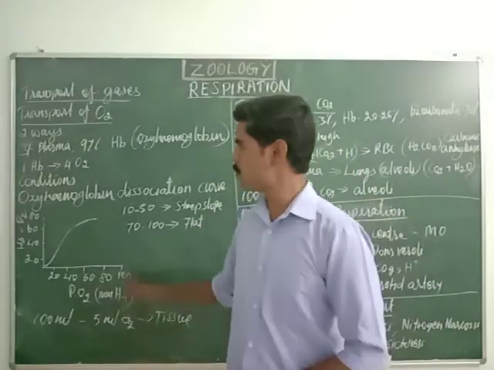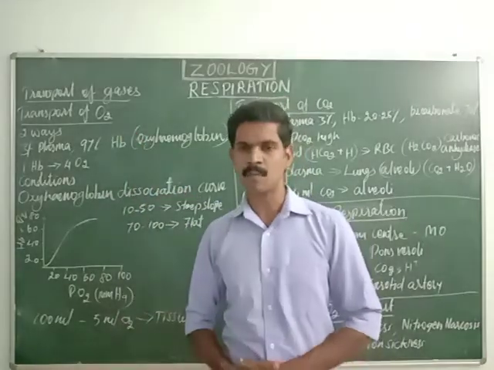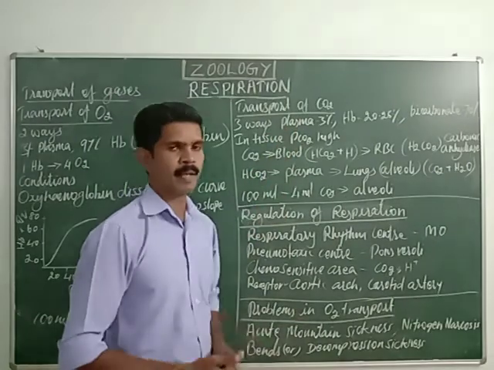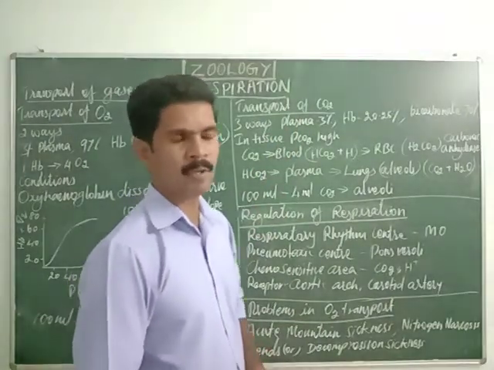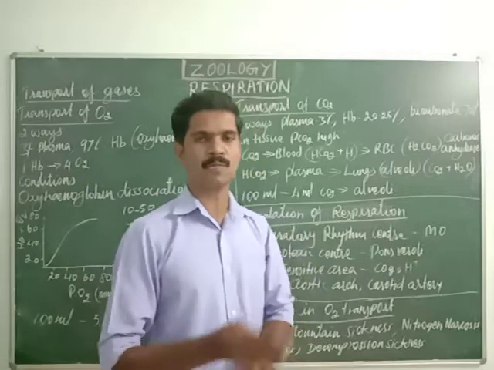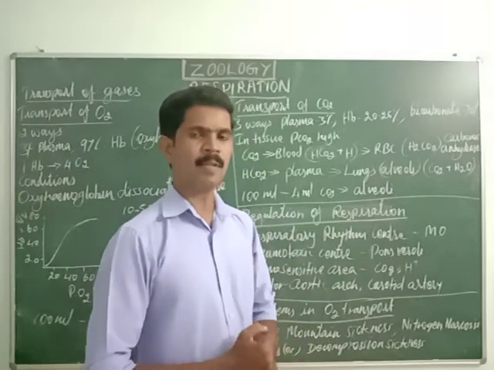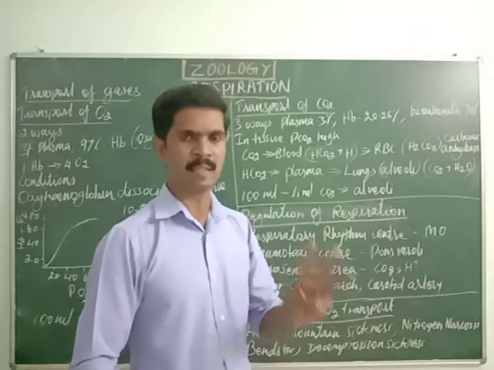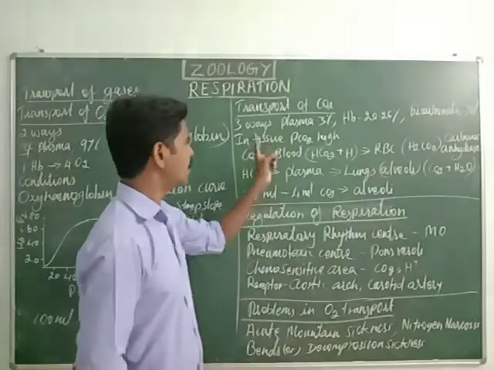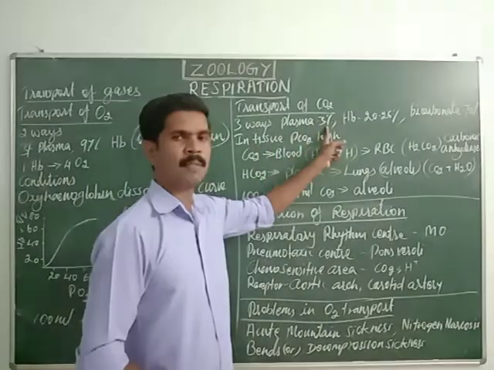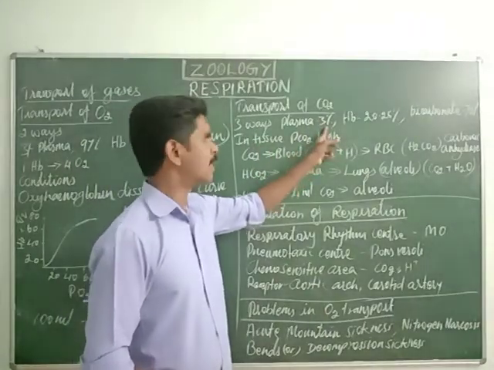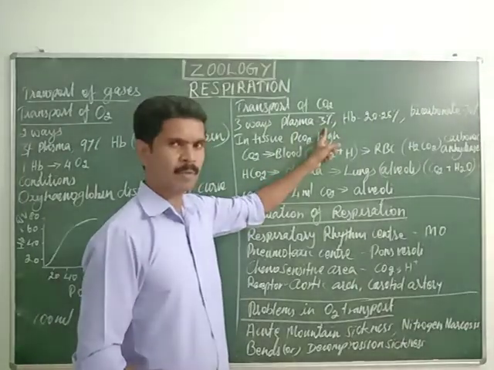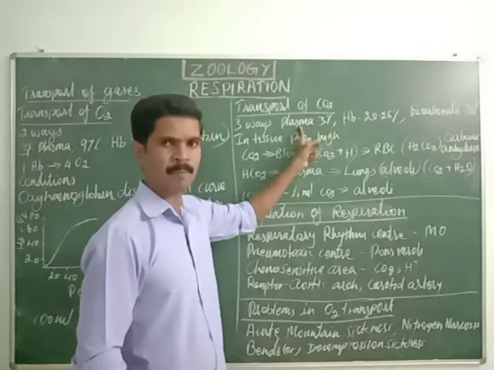So dear friends, now we have completed the transport of oxygen. Now we are going to study the transport of carbon dioxide, that means how the carbon dioxide molecule is transported from the tissues to the alveoli. The carbon dioxide molecules are transported by 3 ways. Listen very carefully. 3% of the carbon dioxide molecule is dissolved in the plasma of the blood.